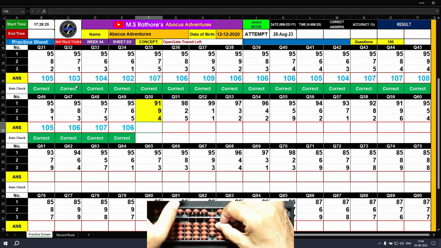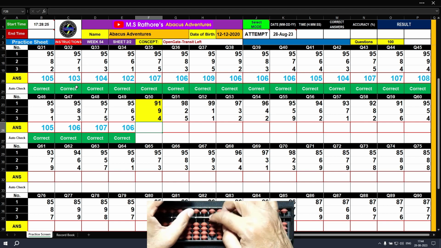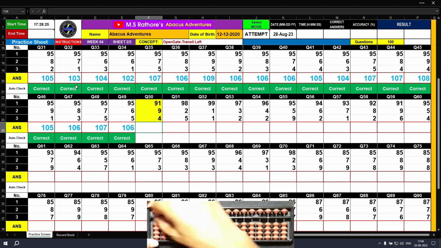Question number 50. Plus 90, plus 1, plus 9 equals minus 1. Open the gate. Plus 10, the answer is 100. Plus 4, the answer is 104.